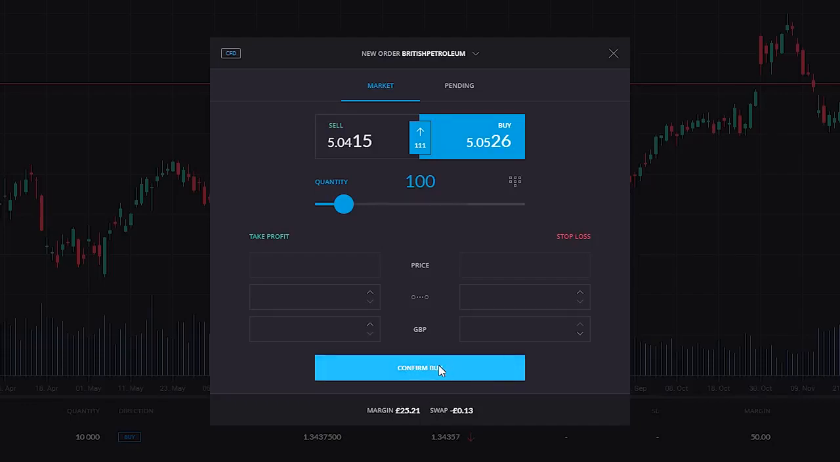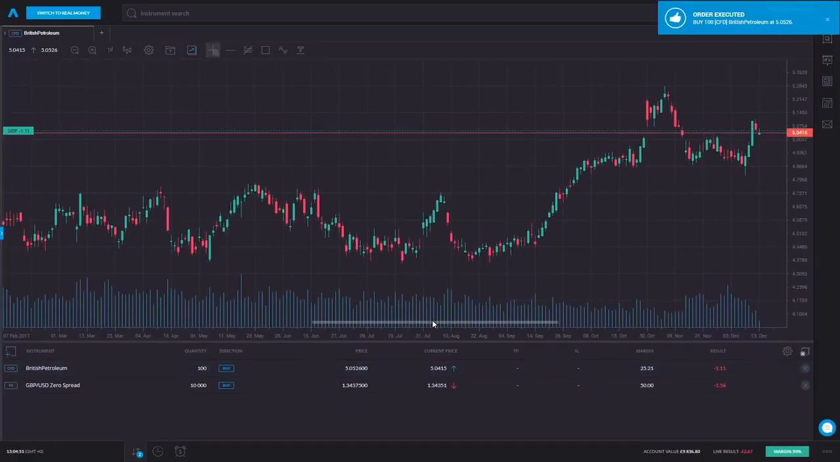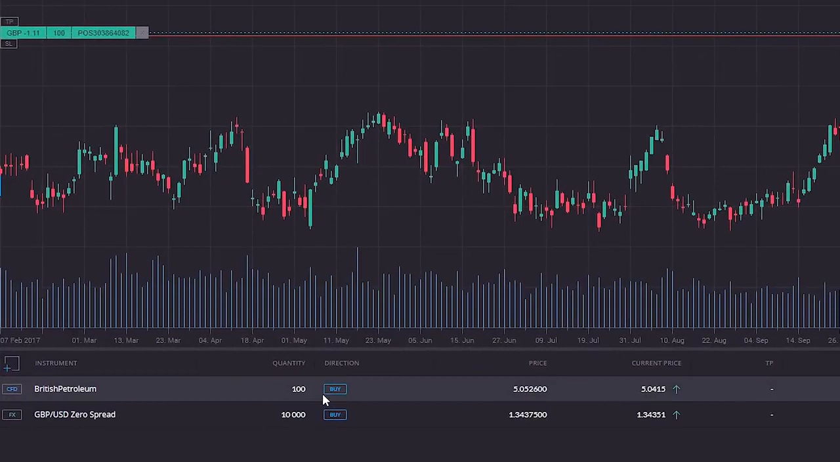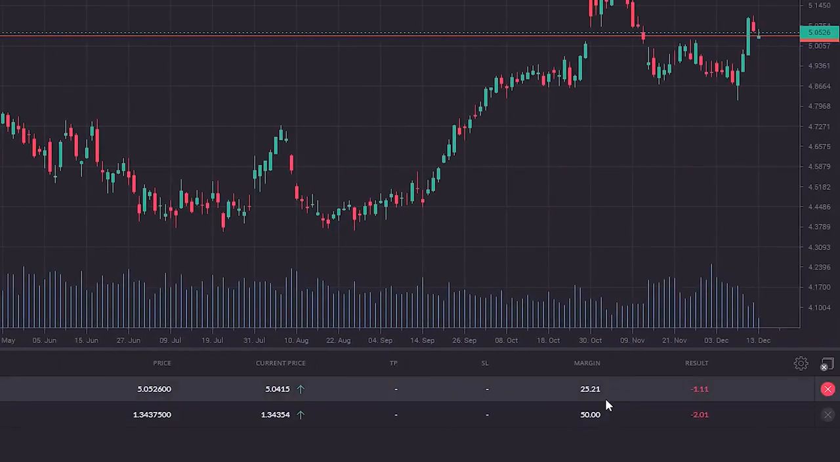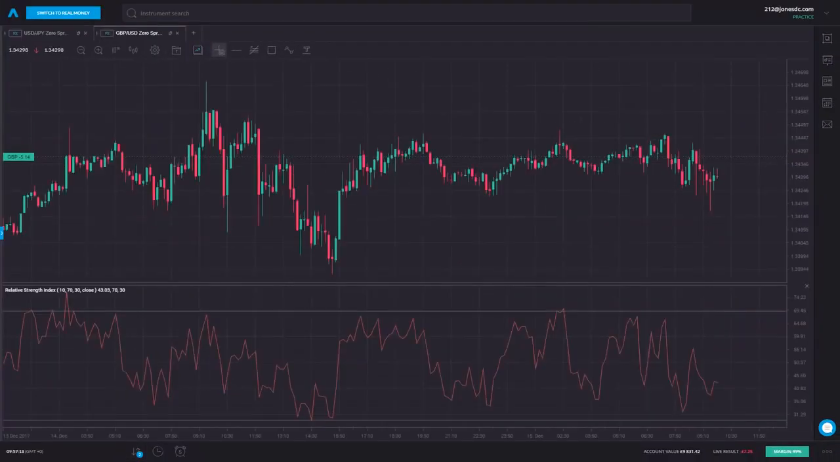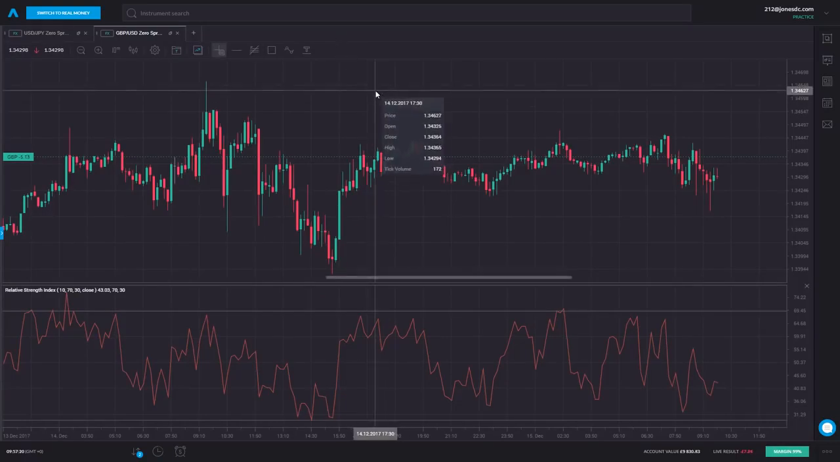And that's it. Click on confirm buy. The trade goes through and you can see it down here in my open positions. BP, buying 100, bought 100 at 505.26. There's the current price. And there is my initial margin requirement. Okay, so we have this relatively small sum of money controlling a just over £500 position in the shares, in the CFDs of BP. And just for the sake of completeness, we've jumped forward one day.